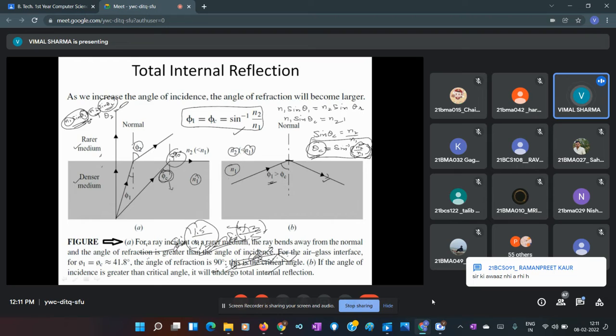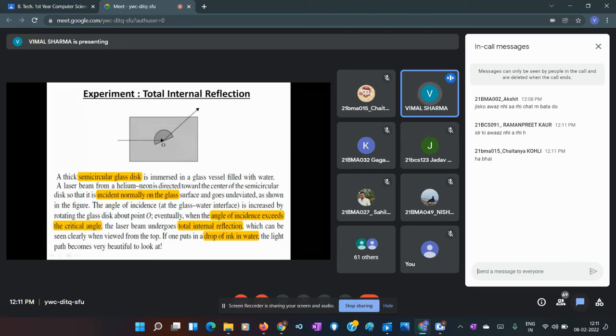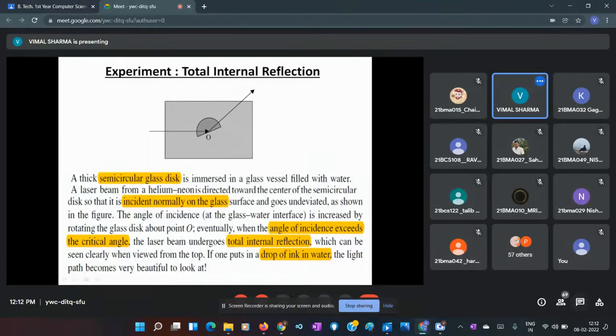So the basic principle of optical fiber is total internal reflection. We have to make conditions where total internal reflection takes place, so that we can allow light to propagate through the optical fiber.